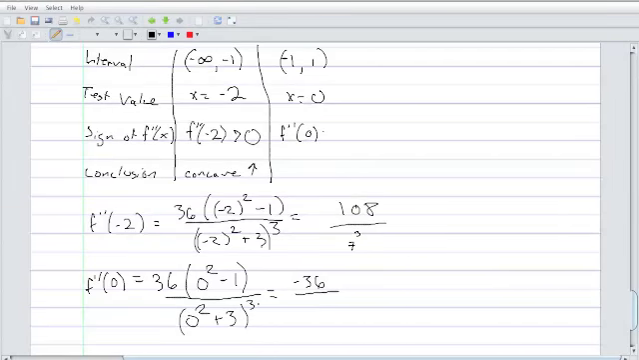That's going to be 3 cubed. It's going to be 27. So this is going to be a negative number. So my f double prime of 0 is going to be negative. So that tells me that my original function is concave down.